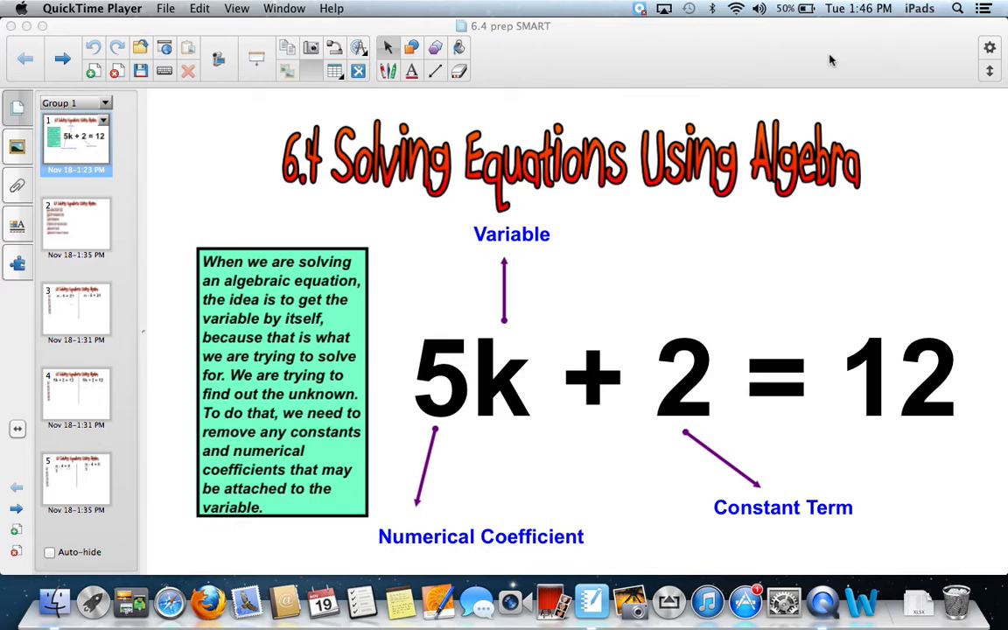To get that by itself, we need to remove any constants and numerical coefficients that may be attached to the variable. In this case, our constant term is 2. We're adding 2 to it. And we're multiplying our variable by 5. 5 is our numerical coefficient. The idea, when you're trying to solve an equation, is to make sure that you get that variable by itself.